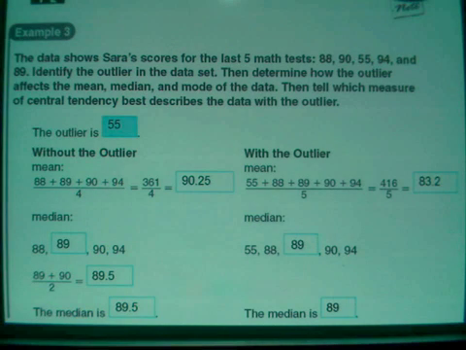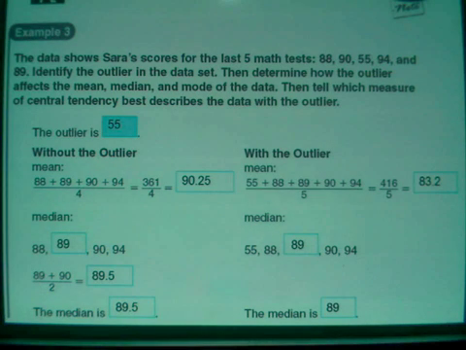So we're going to go through and calculate all these things without the outlier, and then again with the outlier, and compare what happens. As you can see, we'll start with the outlier on the right side there. We're going to find the mean: add up all the 5 numbers and divide by 5. So we have 416 divided by 5, which is 83.2.